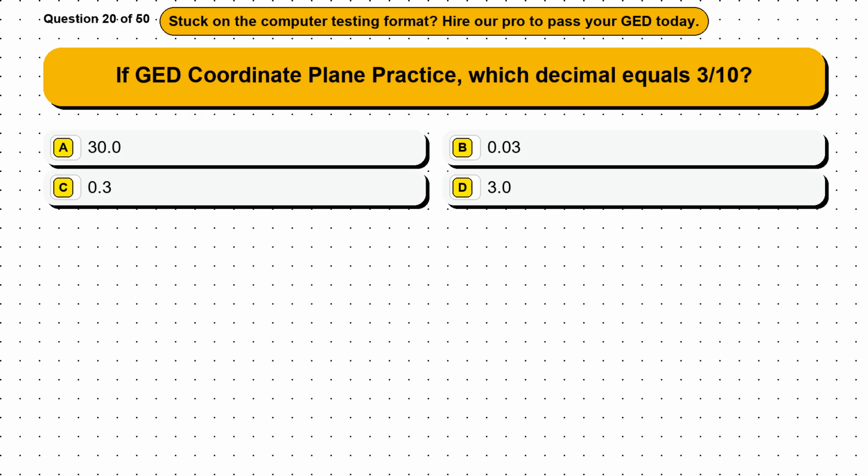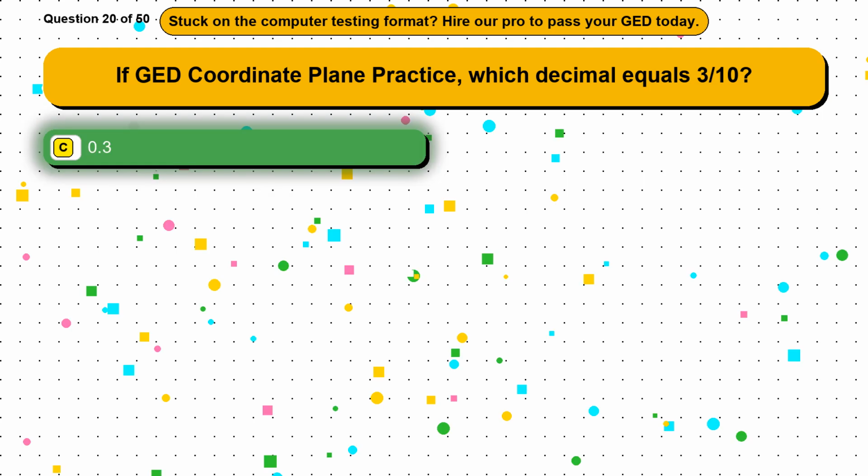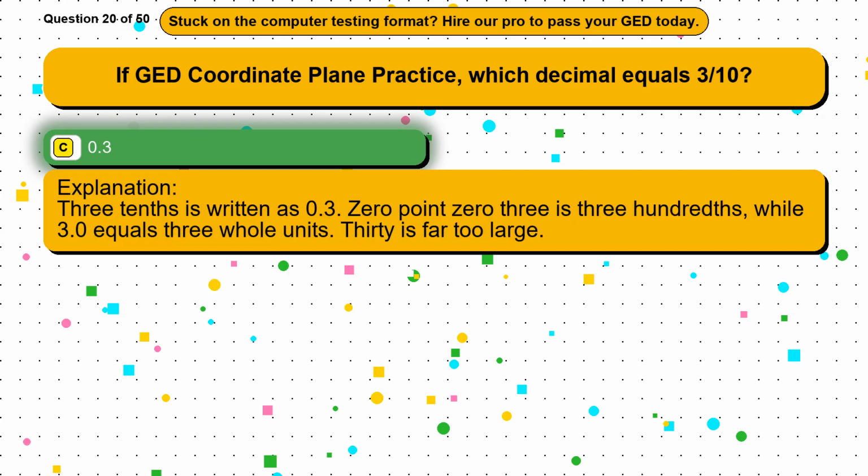Question 20. If GED Coordinate Plane Practice, which decimal equals 3/10? Option A 30.0. Option B 0.03. Option C 0.3. Option D 3.0. The correct answer is option C. 0.3. 3/10 is written as 0.3.